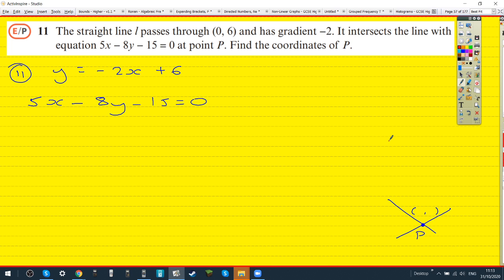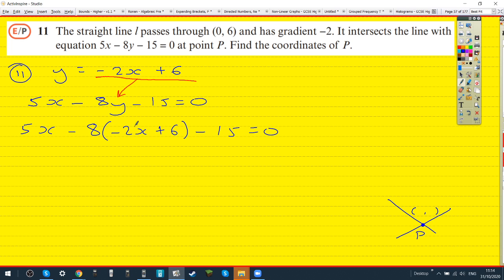You need both. So there's two ways to do this. One way is this thing here is equal to y, and so you could replace that y with that. So you'd write it out as 5x minus 8 times minus 2x plus 6, minus 15 equals 0. And so you go from having two equations with two unknowns to one equation with one. And then would you solve it? Would you expand the bracket? Yep.